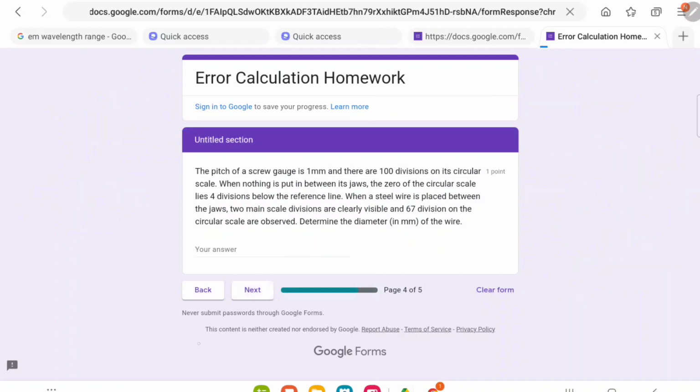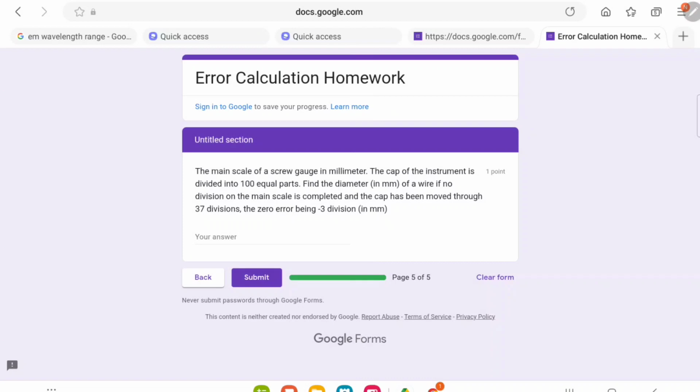Moving on to the last problem of today's class. They have given us a screw gauge for which the main scale is in millimeter. So each of the main scale divisions is equal to 1 millimeter. The cap of the instrument is divided into 100 equal parts, which means that the circular scale has 100 divisions. Find the diameter of a wire if the number of divisions on the main scale is completed. Cap has been moved through 37 divisions. So that means no division on the main scale. So it falls somewhere between 0 and 1.